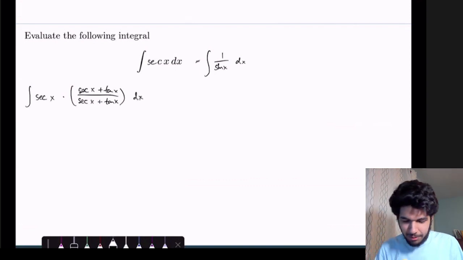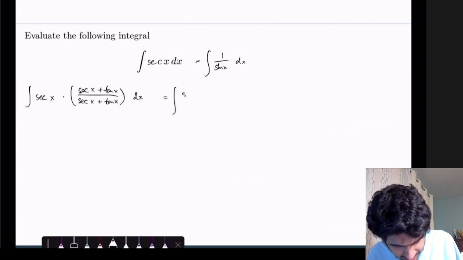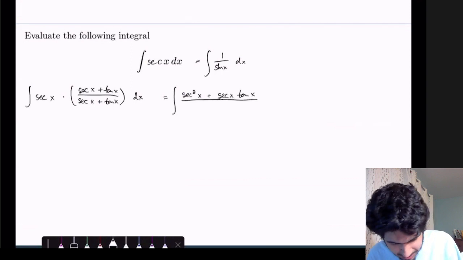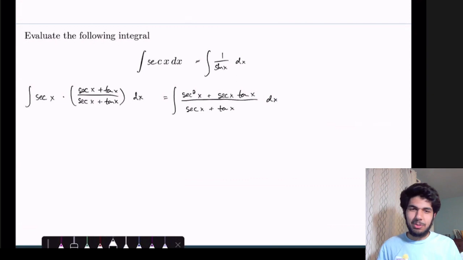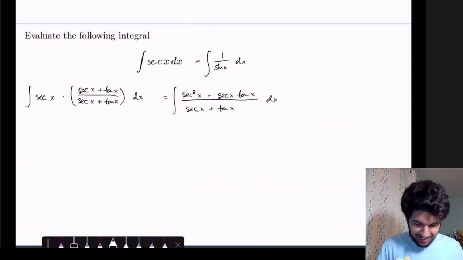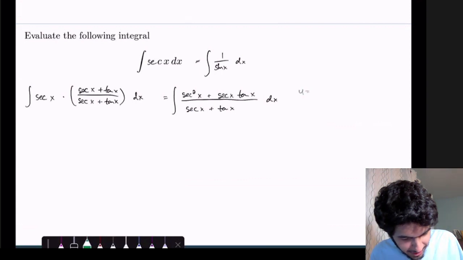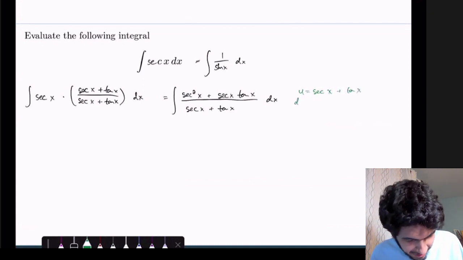So now let's see what happens when we multiply that secant x to the numerator. We get secant squared x plus secant x tangent x, all of this over secant x plus tangent of x dx. And you're like, well, this doesn't look much better. And it's not, because we're going to have to use u substitution here. And our u is going to be secant of x plus tangent of x. Goodness.